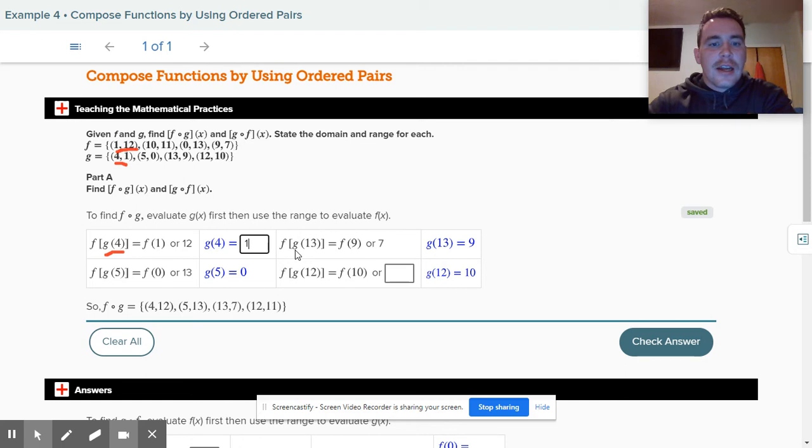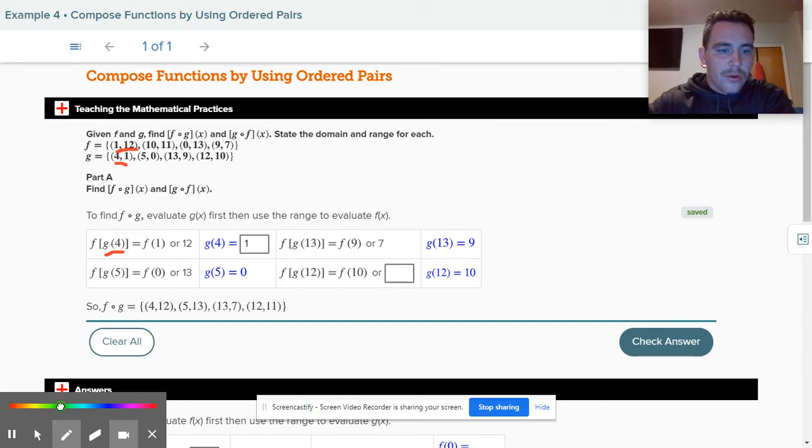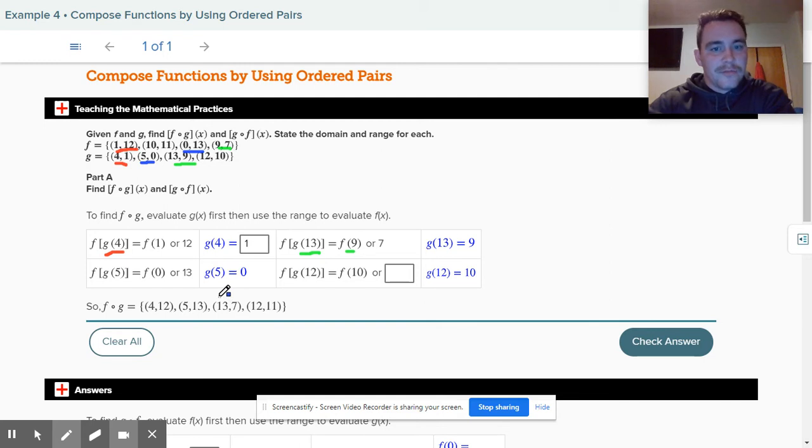Now it says f of g of 13. Well, let me get a different color out. G of 13 is equal to 9. And then we have to find f of 9, which is 7. The next one we got, now we're still with f's. So we got f composed of g of 5. Well, g of 5 is 0. And then f of 0 is 13. So g of 5 is equal to 0.